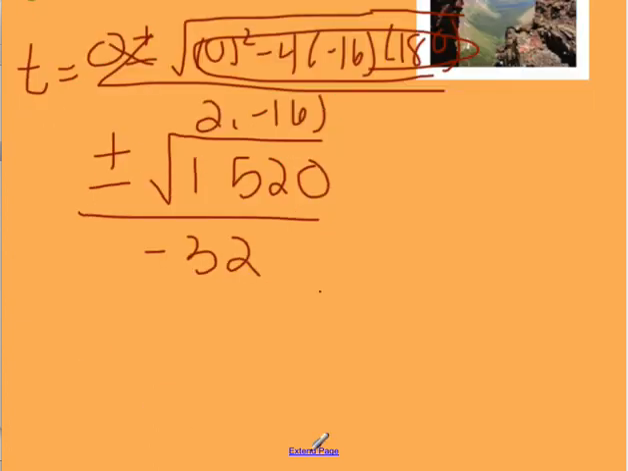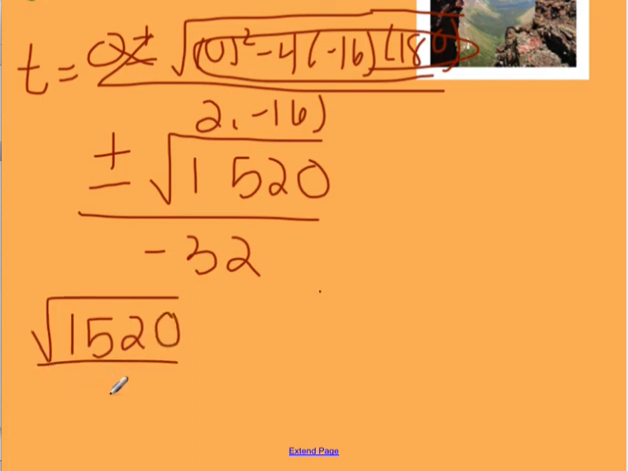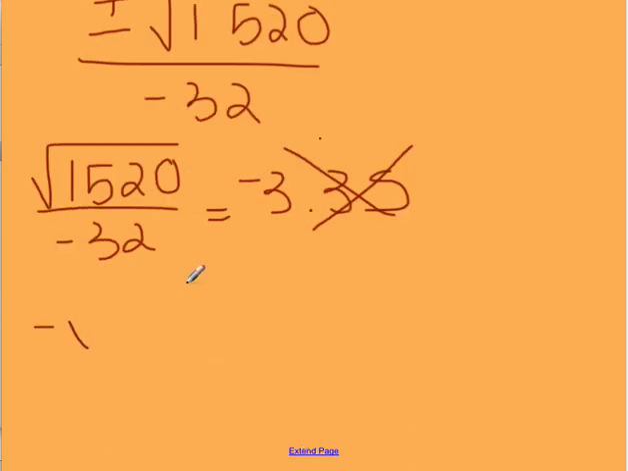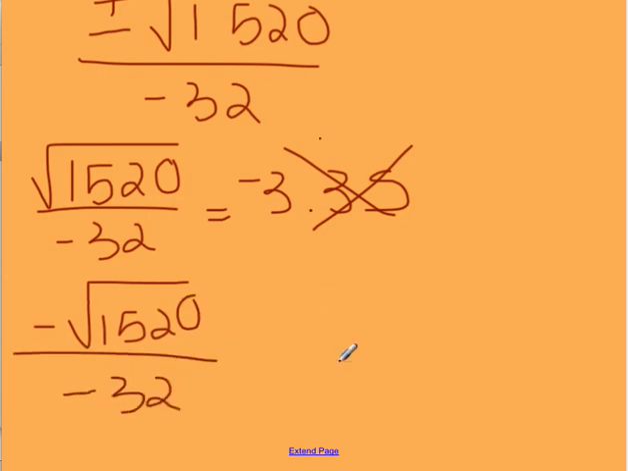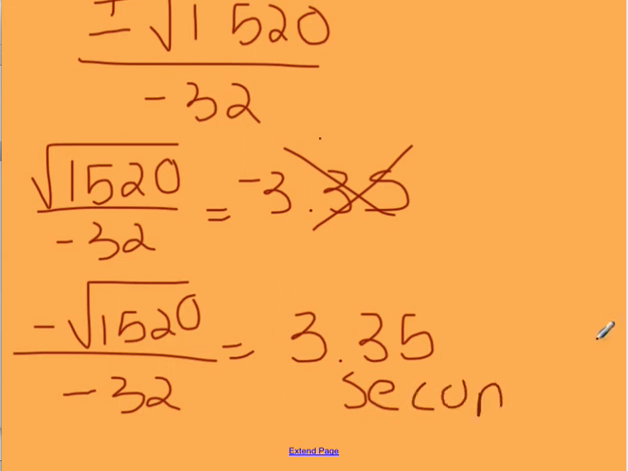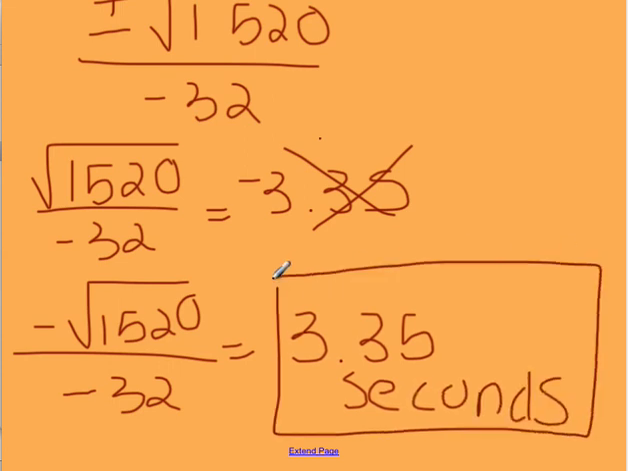So then here are the two answers you need to do. We're going to do the positive square root of 11520, take that square root, and then divide it by negative 32. Well, that's going to give us negative 3.35. No negative time. We don't want that. So now we're going to try negative square root of 11520. Again, hit enter, and then divide by negative 32. Well, that gives us positive 3.35 seconds. Yay, positive time. Now all we have to do is label it. So our answer then is we're going to be at 30 feet at 3.35 seconds.